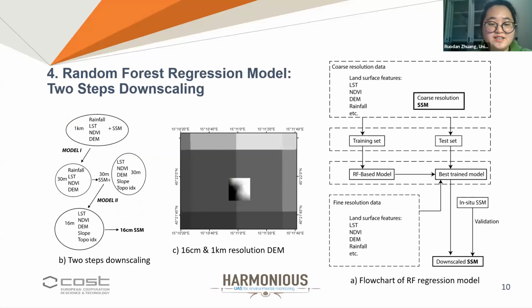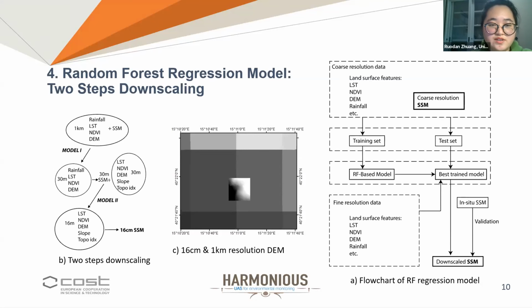The second method here is a random forest regression model downscaling. The random forest regression model provides a possibility to link the land surface features and soil moisture statistically. The available satellite-based soil moisture data are usually in a very coarse resolution, like 25 kilometers or 1 kilometer, and UAS-based land surface features, in this case, are in very high resolution of 16 centimeters. We try to downscale 1 kilometer data directly to 16 centimeters.